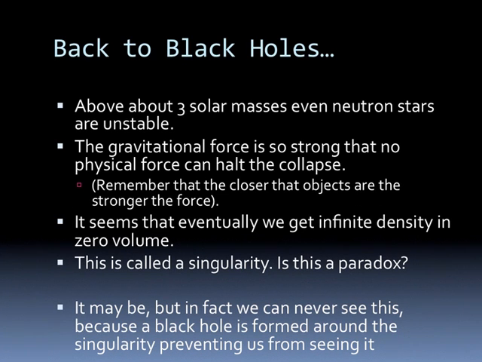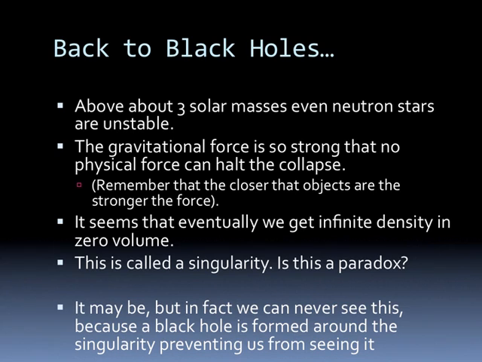So back to the death of stars. Above about 3 solar masses, even neutron stars are unstable. The gravitational force is so strong that no physical force can halt the collapse. Remember, the closer the objects are, the stronger the force. It seems that eventually we get infinite density and zero volume. This is called a singularity.